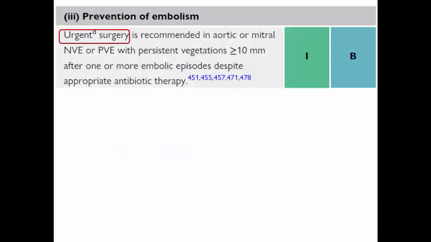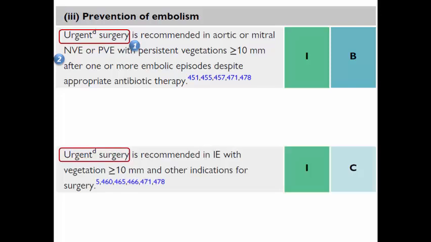So the guidelines recommend an urgent surgery for patients with a persistent vegetation more than or equal to 10 mm after one or more embolic episodes despite antibiotic therapy. In case of vegetation more than or equal to 10 mm and the patient has other indications for surgery like heart failure or unresolving infection but without embolic events, in this case you are justified to go for urgent surgery.